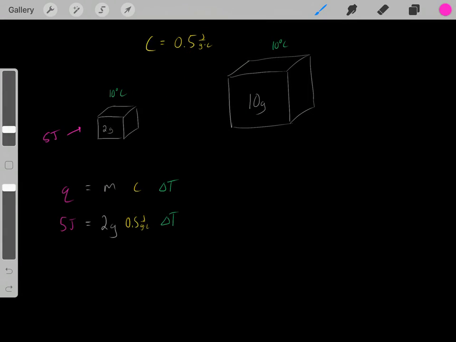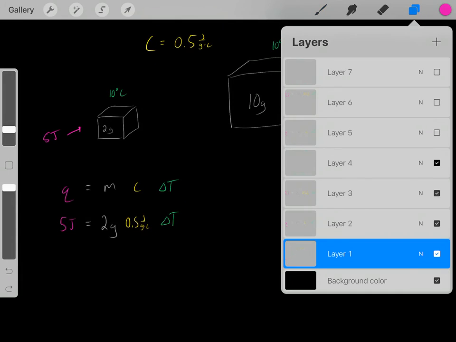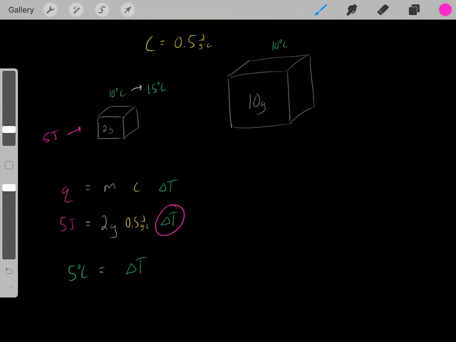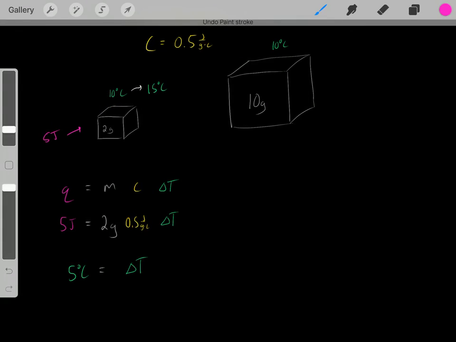Now, just with some simple algebra, we could solve what this delta T, this change in temperature, must have been. Again, simple algebra would tell us this delta T must have been 5 degrees Celsius. So this object's temperature must have increased by 5 degrees Celsius, so its temperature would increase to 15 degrees Celsius.